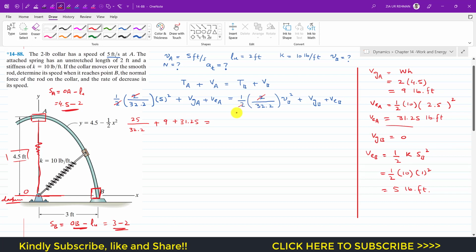This 2 will cancel out. So this is VB squared divided by 32.2, plus the gravitational potential energy at B, which is 0, plus the elastic potential energy at B, which is 5.